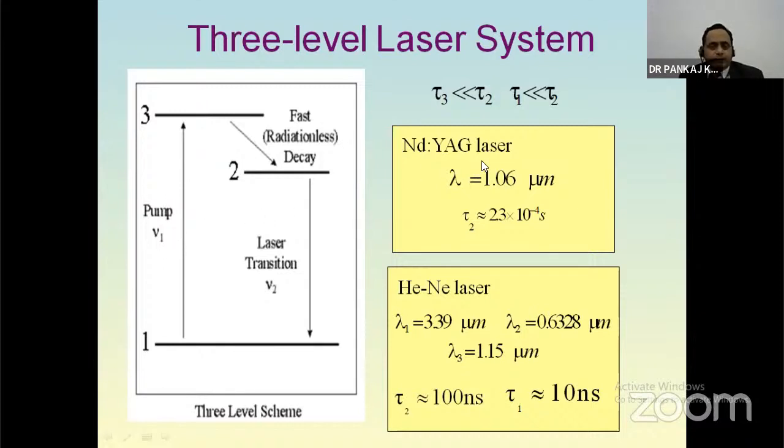In the Nd:YAG laser, the wavelength lambda is equal to 1.06 micrometer and the relaxation time is 23 into 10 to the power minus 4 seconds. And if you look at the helium neon laser, lambda 1 is 3.39 micrometer, lambda 2 is 0.6328 micrometer, and lambda 3 is 1.15 micrometer. The relaxation time for level 2 and level 1 is 100 nanoseconds and 10 nanoseconds respectively.